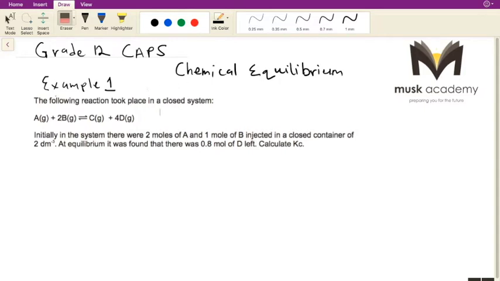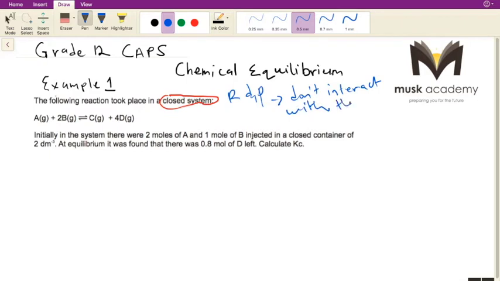So this reaction takes place in a closed system. A closed system means that the reactants and products don't interact with the environment. So the reaction is in a closed system, meaning that the reactants and products do not interact with the environment.